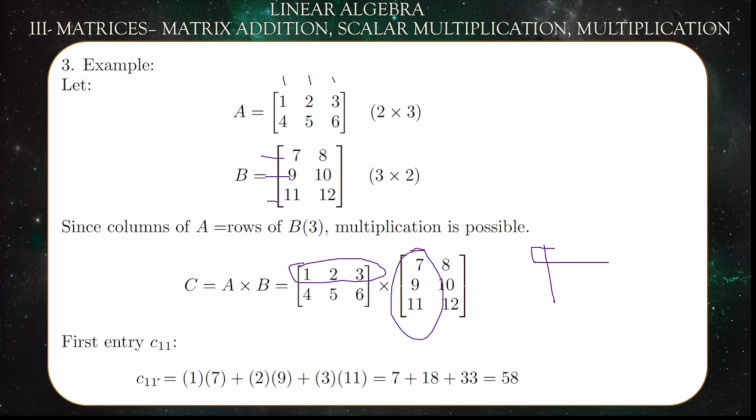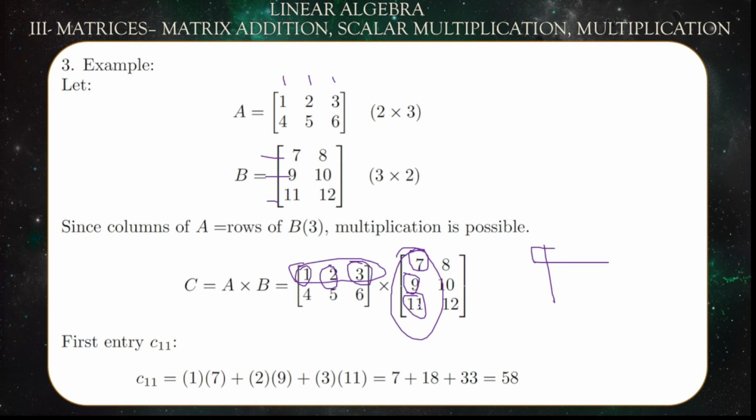So C11, which is the first entry, or C of first row and first column, is equal to 1 times 7, plus 2 times 9, so the second element in the row multiplied by the second in the column, plus the third element in the row multiplied by the third element in the column, which is equal to 7 plus 18 plus 3 times 11, which is 33, is equal to 58.